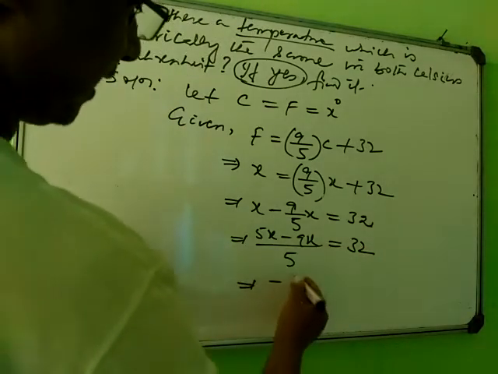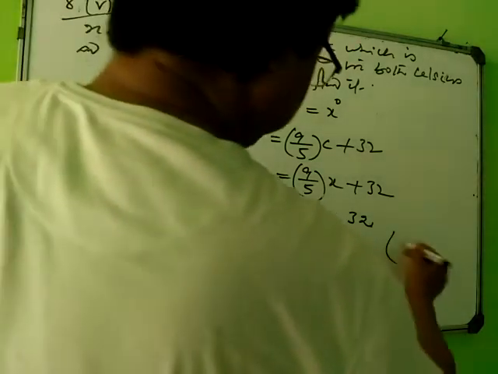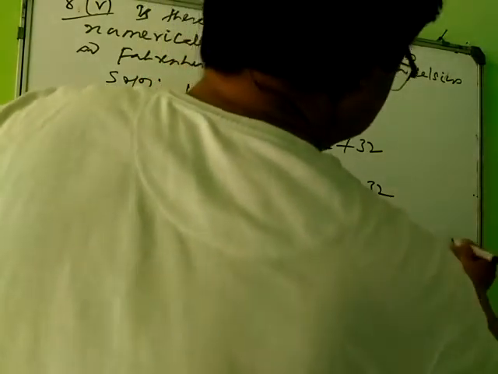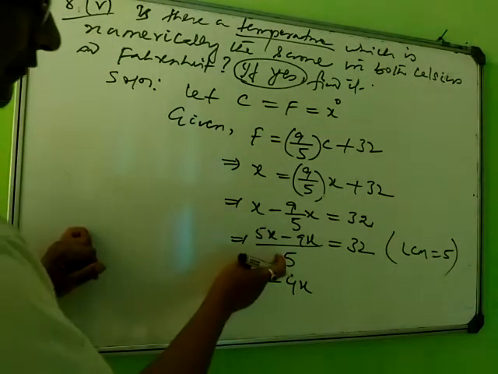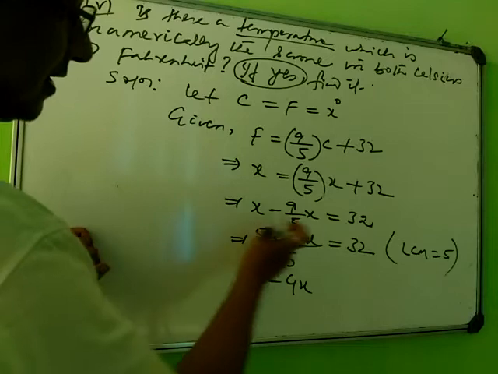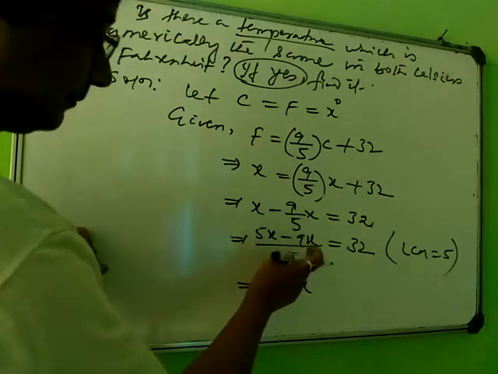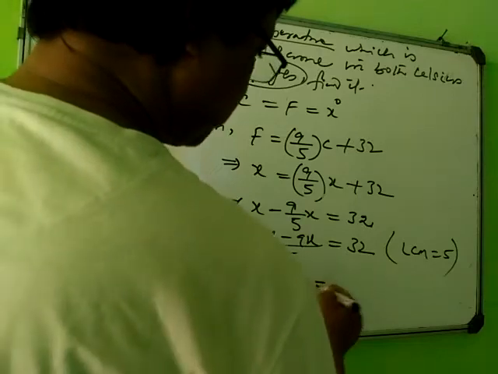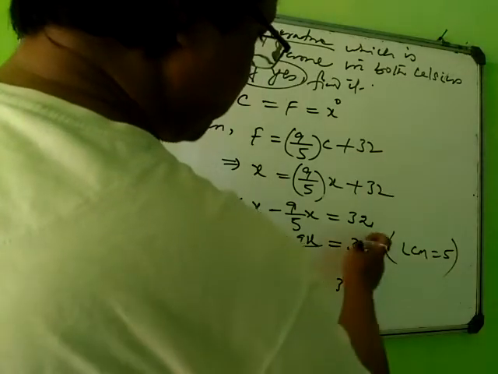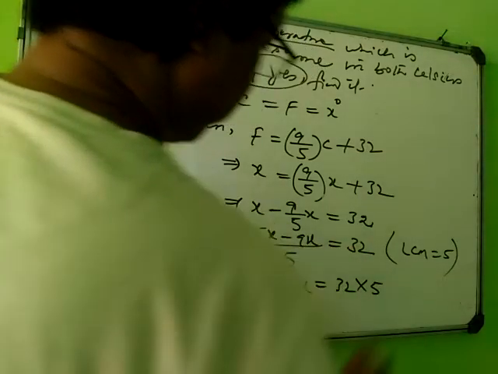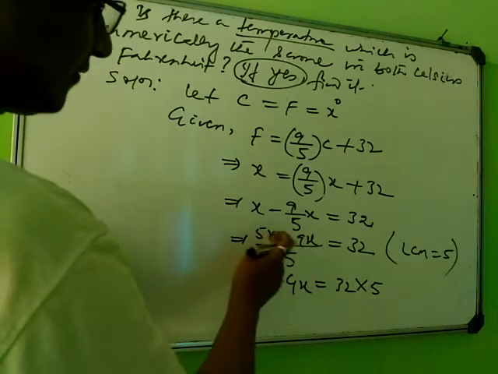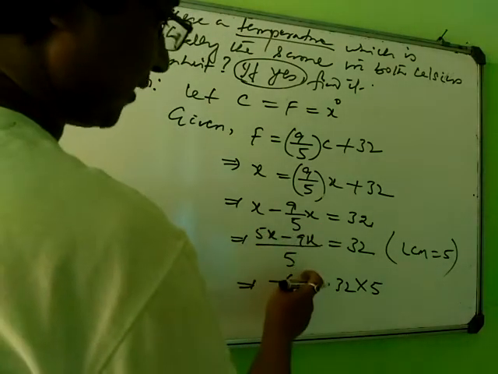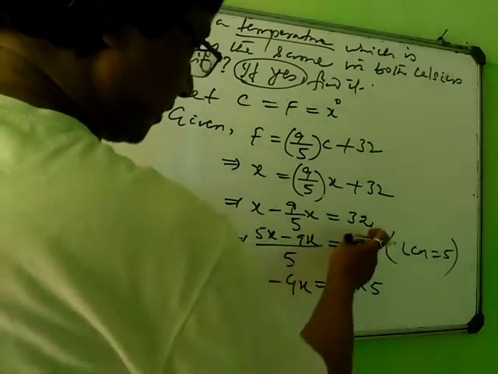So here minus 4x. Here the LCM you took as 5. 1 5s are 5 into x, 5x. 5 1s are 1 into 9x, 9x. So equals 32 into 5. So 5x minus 9x, minus 4x, equals 32 into 5.